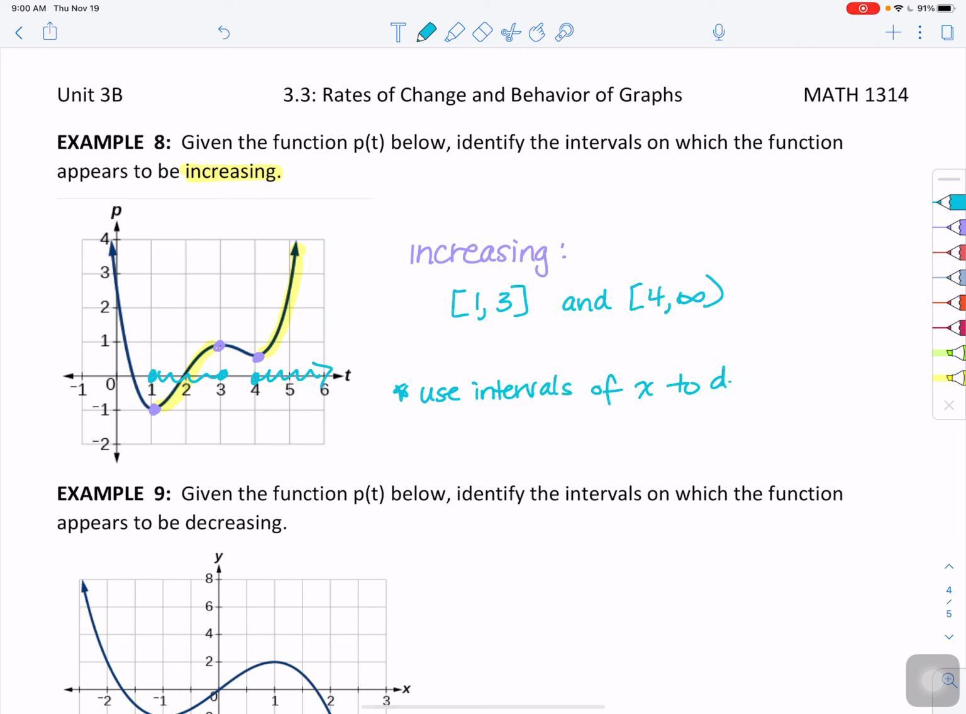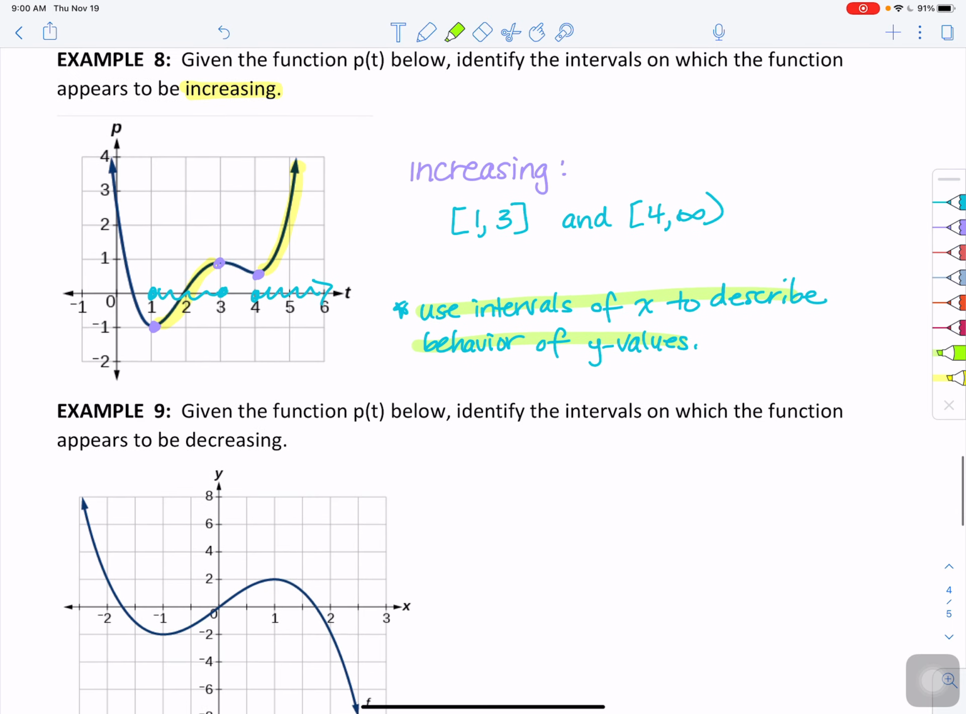to describe behavior of y values. So where are these y values increasing? Where are they decreasing? So I really like this explanation. We use intervals of x to express or to describe where and what our y values are doing.